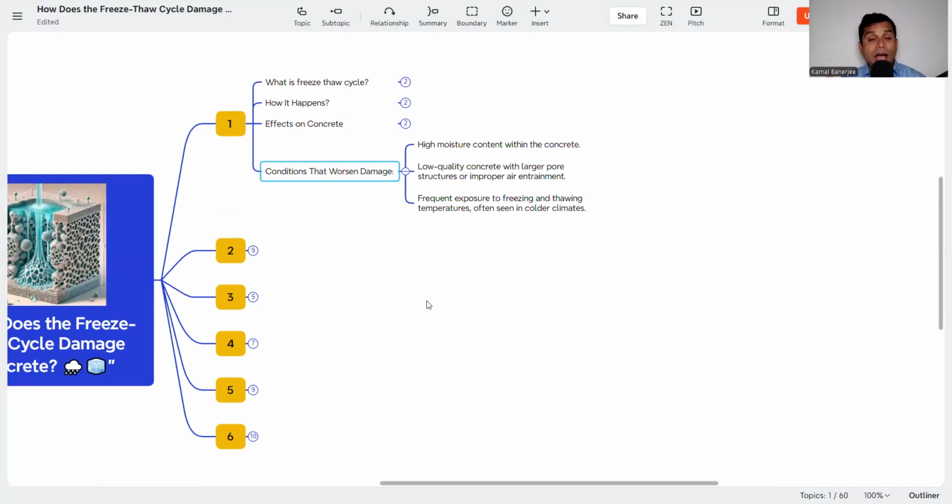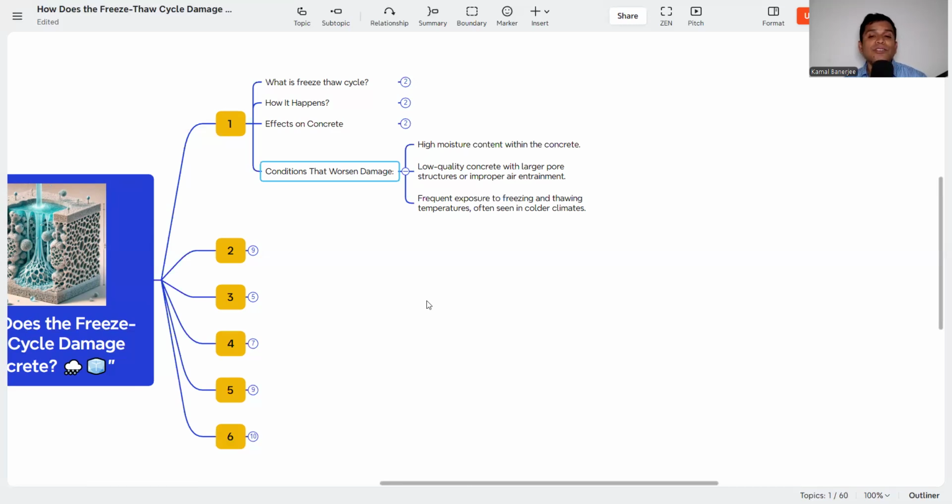So high moisture content within the concrete, if it is there in an area where the temperature can go below 0 degrees centigrade, and the water-cement ratio is more, then a very severe effect can happen. Then low quality concrete with larger pore structure or improper air entrainment. If there are large pores or improper air entrainment, that also worsens the freeze cycle condition, and it can damage the concrete.